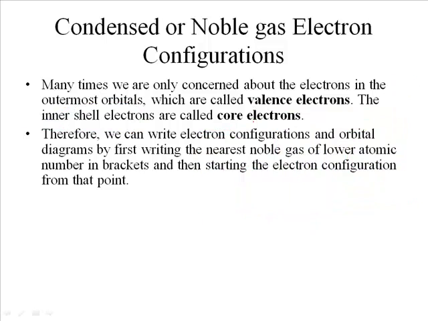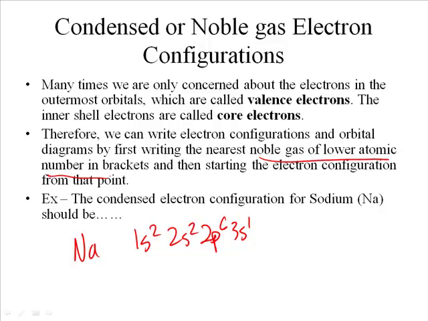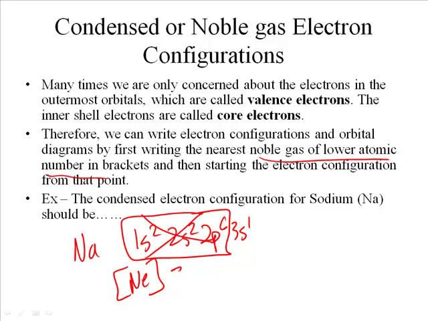Okay, so what we can do is start with the noble gas closest to that element. For sodium, which is number 11, normally the full electron configuration is 1s2, 2s2, 2p6, 3s1. However, we can use the noble gas of lower atomic number before it. The noble gas that comes before sodium is neon. And basically neon takes up this whole part right there. So that's out, so it's just neon 3s1. And that's it.